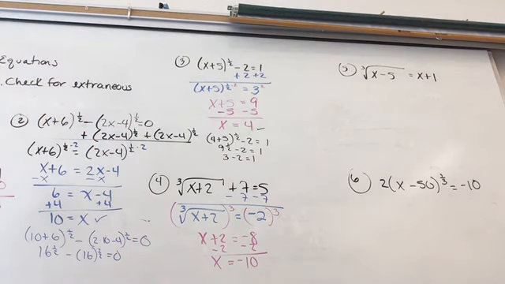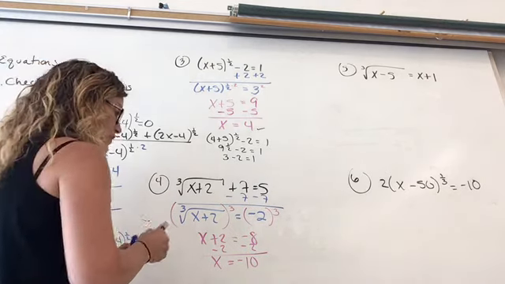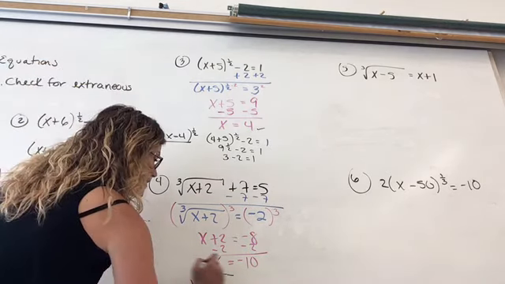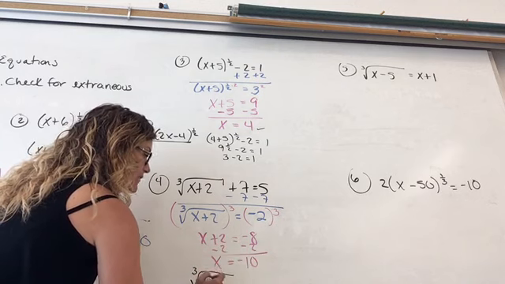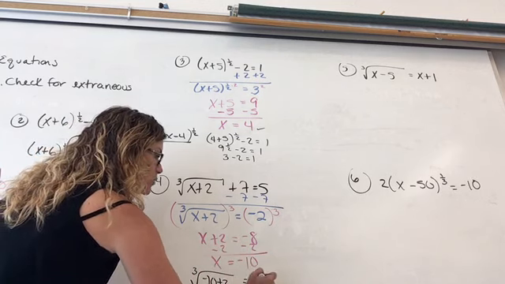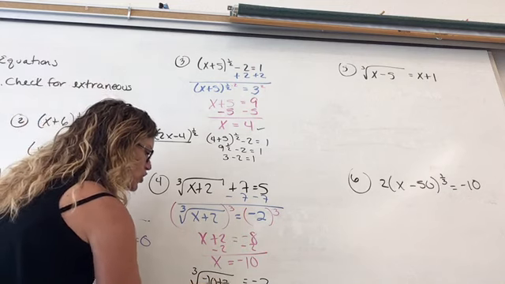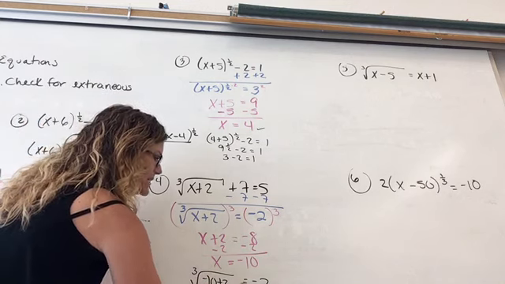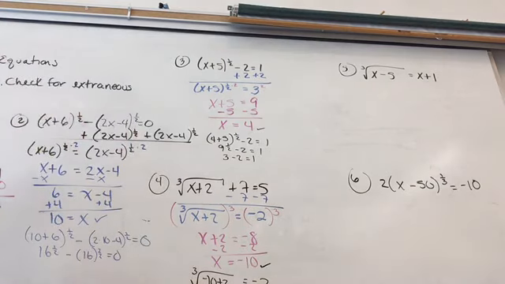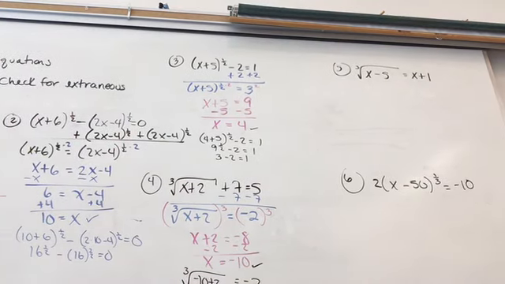The nice thing with cubics is we won't run into extraneous solutions because you can take the cube root of a negative. But we are going to check it just to make sure we don't have any mistakes. That's the cube root of (-10 plus 2), which is supposed to equal -2. So -10 plus 2 is -8, and the cube root of -8 does equal -2, so we are good to go.